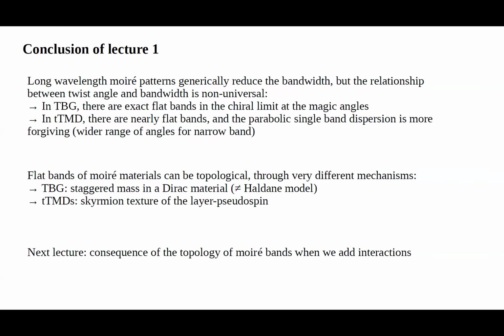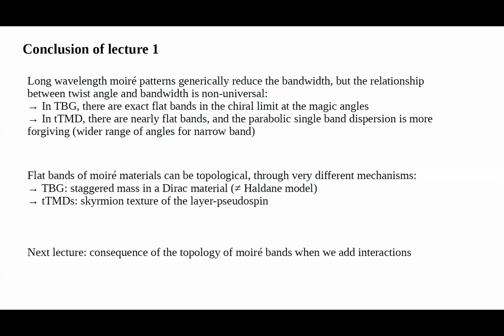Specifically in TBG, there are exact flat bands which are given in the chiral limit. And this chiral limit model is helping explain it with a mathematical structure of the wave function that resembles Landau levels. In twisted TMD, there are nearly flat bands as well.